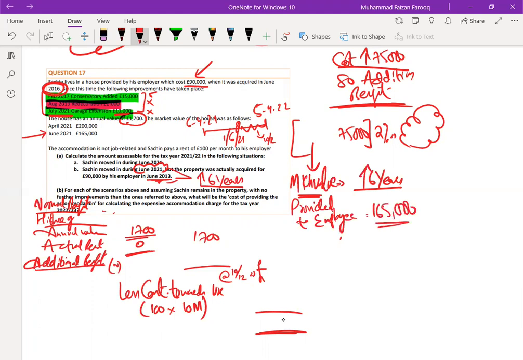165. So my additional benefit will be, now you can see I ignore the capital expenditures because capital expenditures can only be added with the cost, not with the market value. So the answer for additional benefit is 1,800, and the total is 3,500, 10 months, and 1,000 is the contribution. The answer will be 1917. So we can say there's no difference. That's all for accommodation benefit. Any questions?